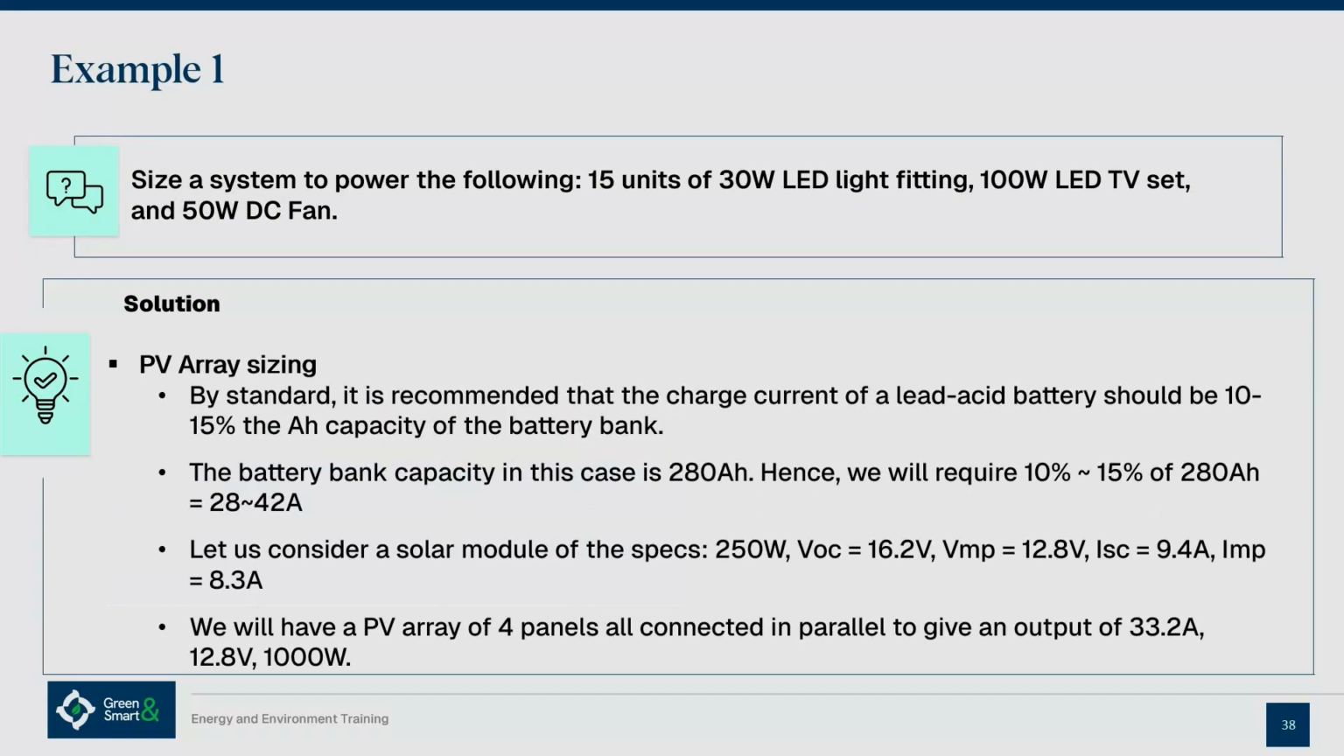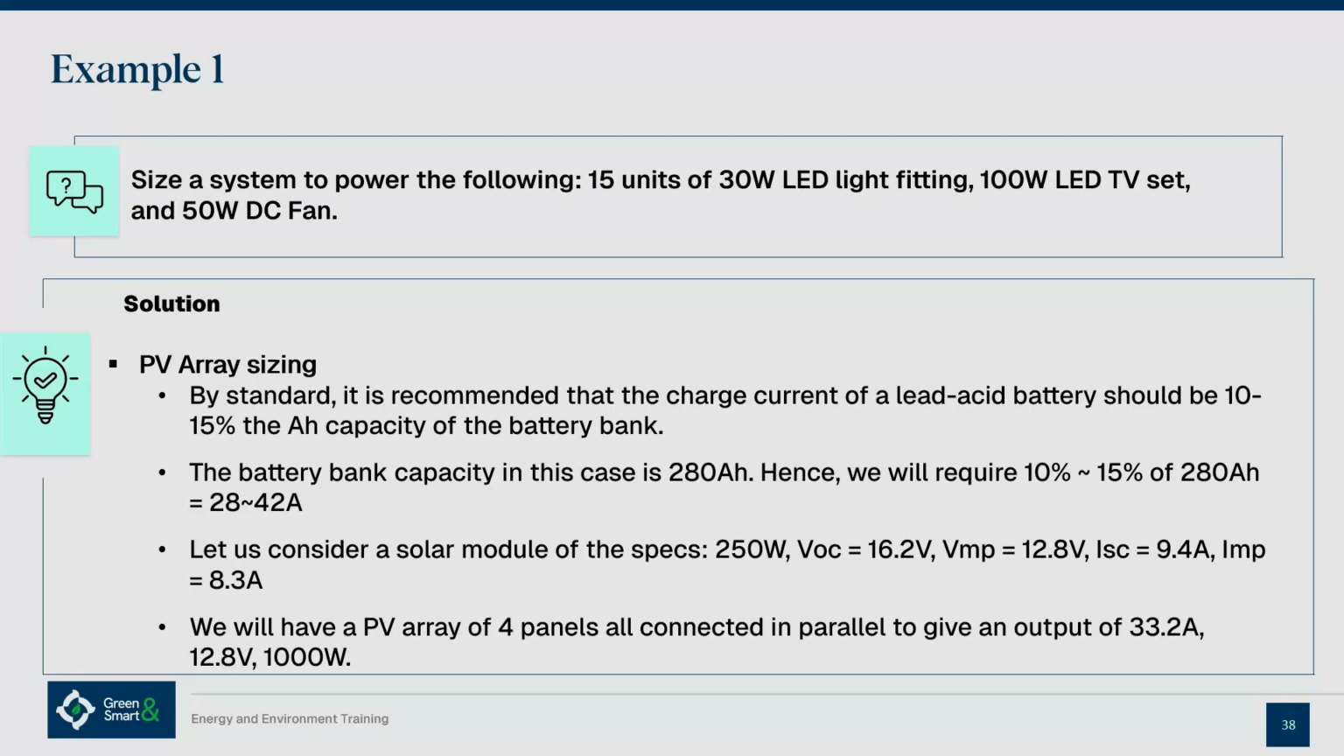PV array sizing. By standard, it is recommended that the charge current of a lead-acid battery should be 10 to 15% of the amp-hour of the battery bank. The battery bank capacity in this case study is 280 amp-hours, therefore, we will require 10% to 15% of 280 amp-hours, which equals 28 to 42 amps.